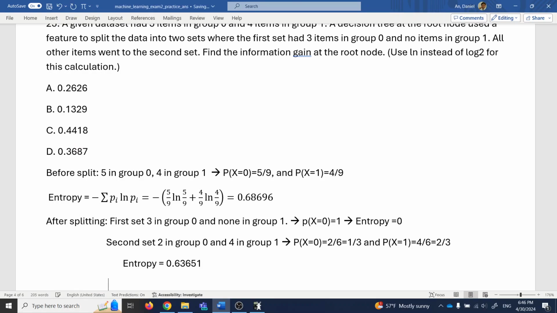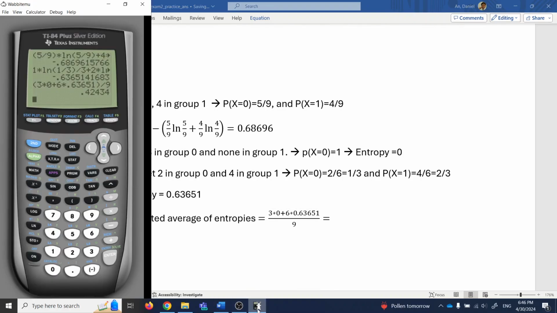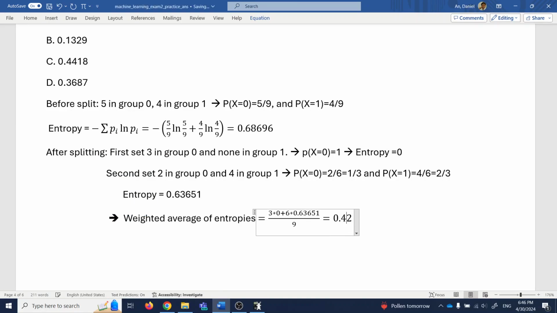Okay, so you can say that the weighted average of entropies is equal to 3 times 0 plus 6 times 0.63651, and then divide by 9, and that's equal to 0.42434. Okay. Now, what is the information gain?